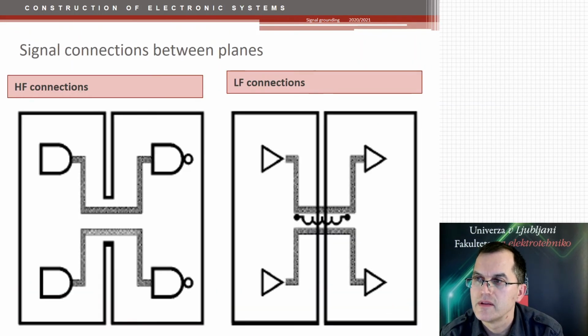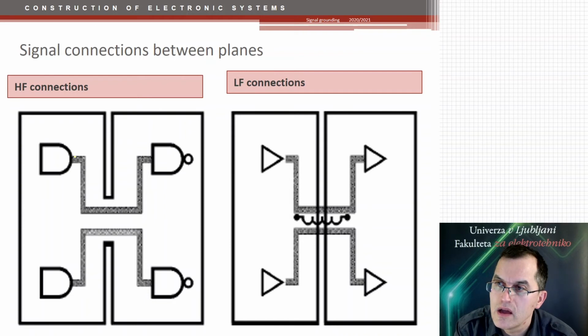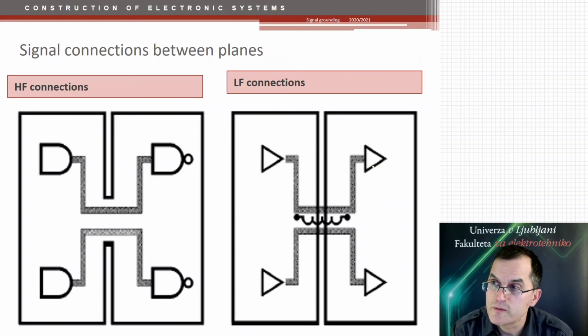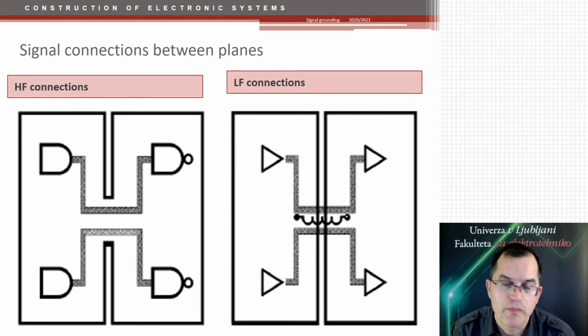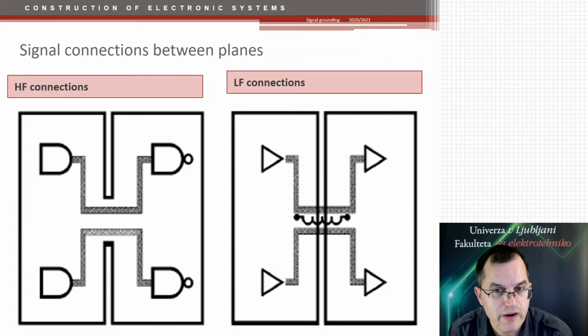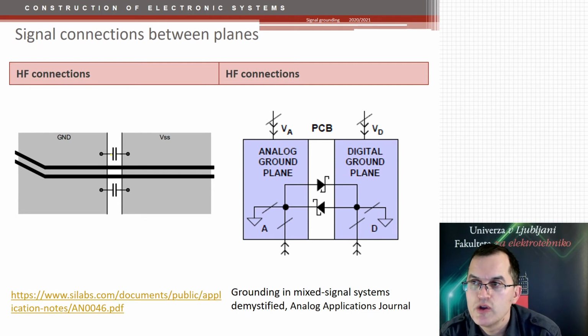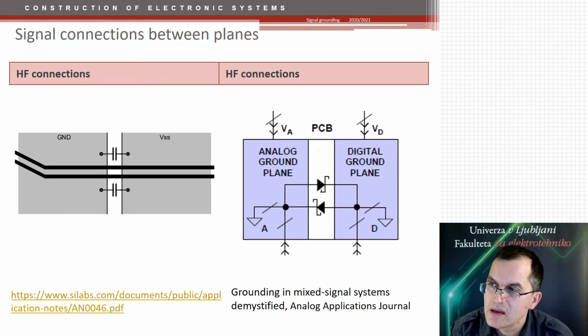So what to do then? For example, if I have high frequency connections, I will always connect them across the common area of these two grounds. For low frequency connections, I may provide a return path with some component that has low impedance at low frequencies, such as a coil or ferrite bead. For high frequency connections, I may sometimes use capacitors, because capacitors have low impedance at high frequencies. Or maybe I can make a connection with two Schottky diodes.